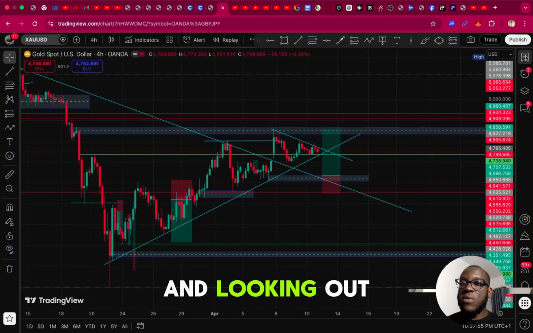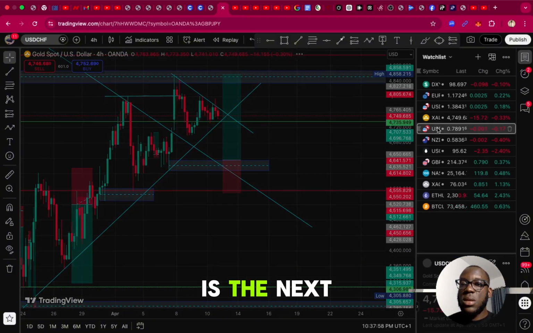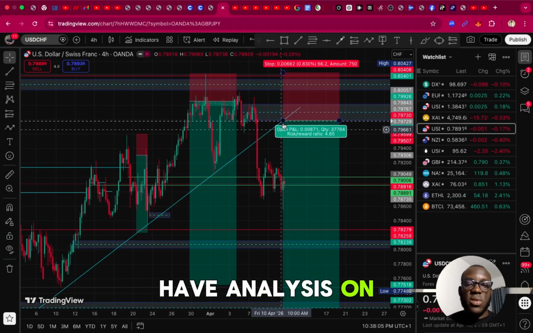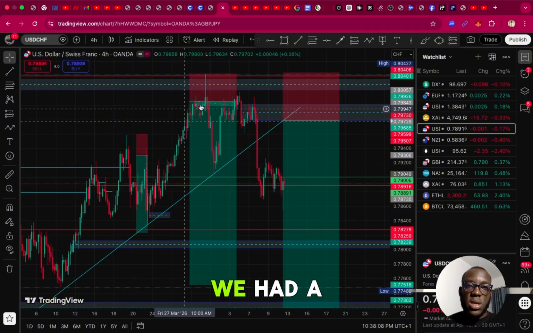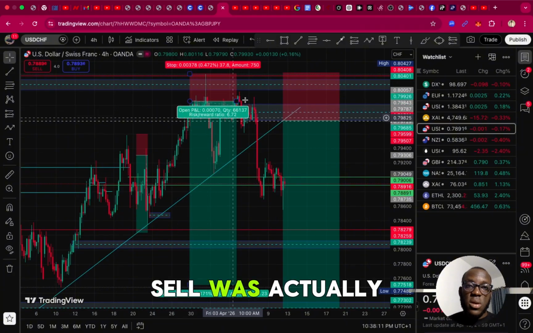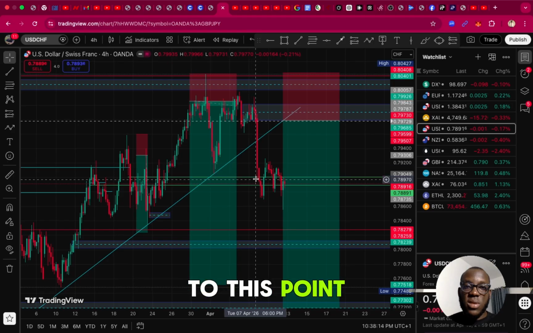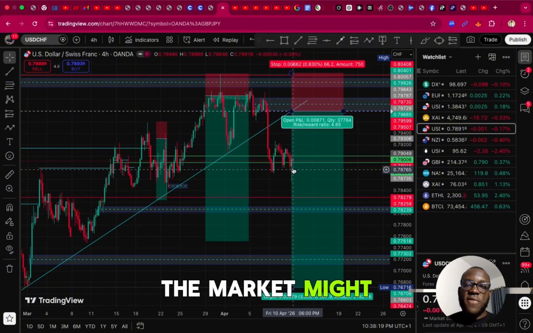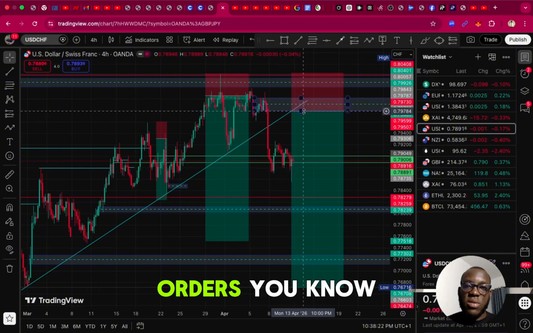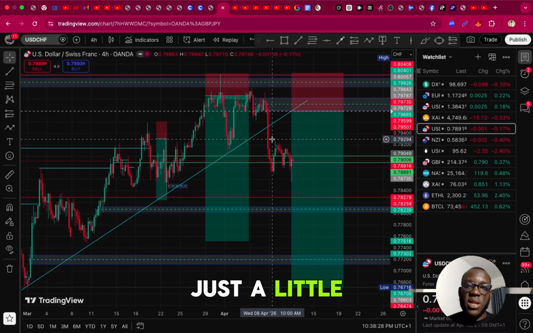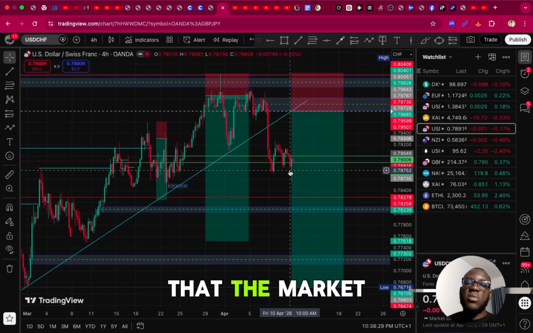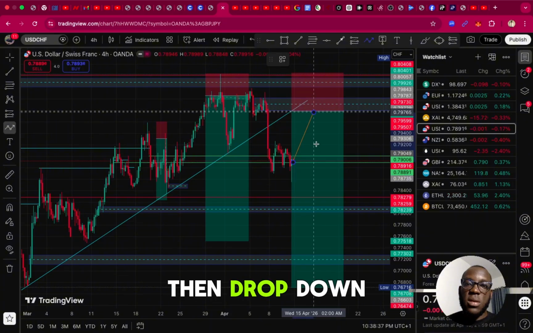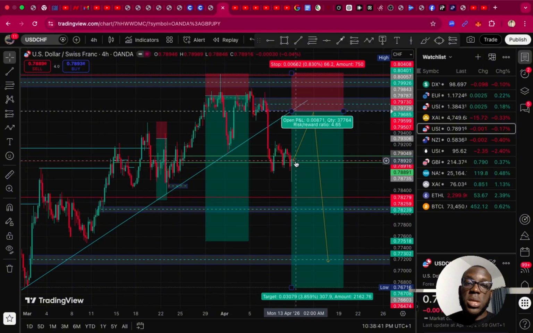And the next one we are looking out for is Swiss franc. I already have analysis on this. Last week we had a sell. The sell was actually massive. It came down to this point, but we expected it to go further. But before that happens, I feel that the market might want to pull back and pick some orders. Some people have already moved their stop just a little above here, but it's going to be unfortunate, as the market might move up to this area, then drop down, or it can actually continue moving down.